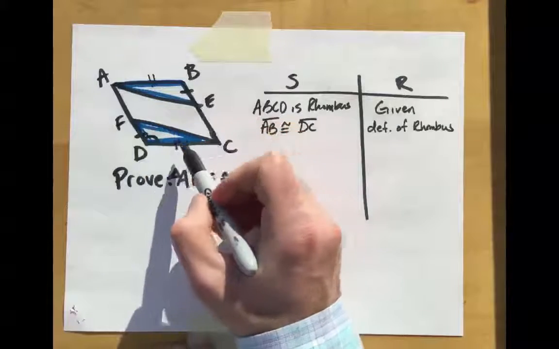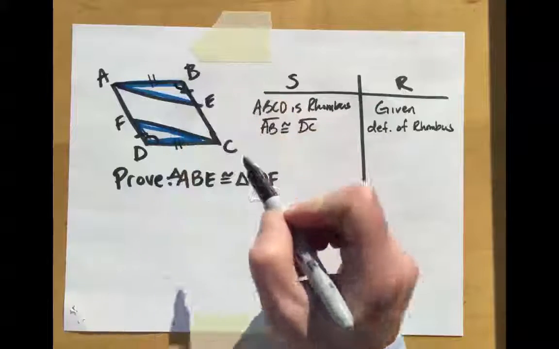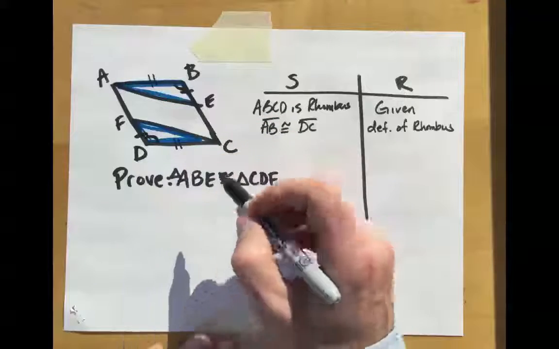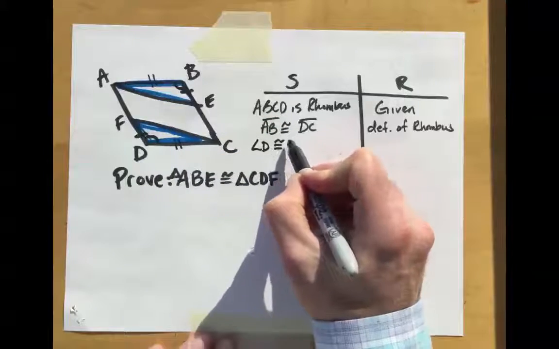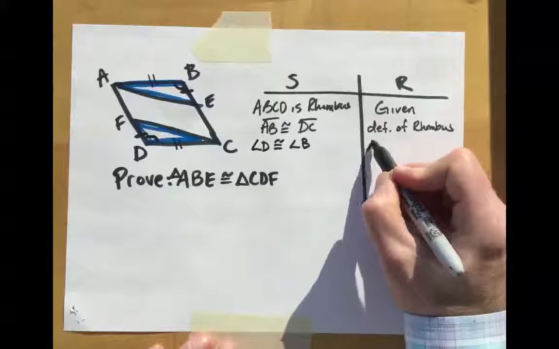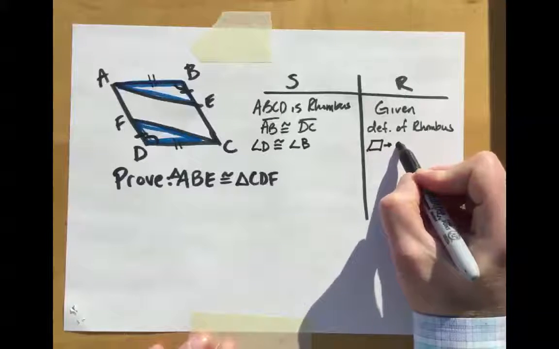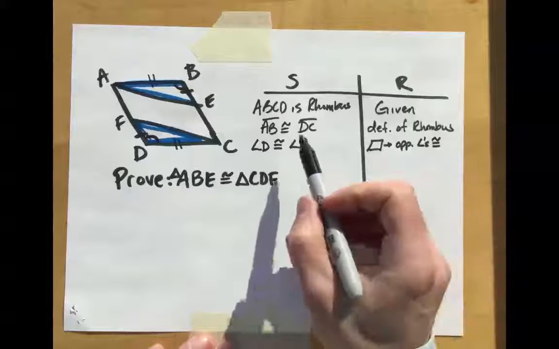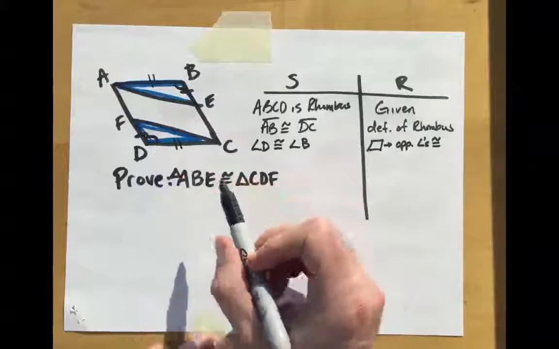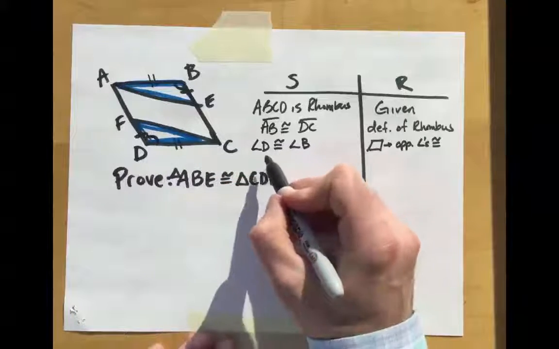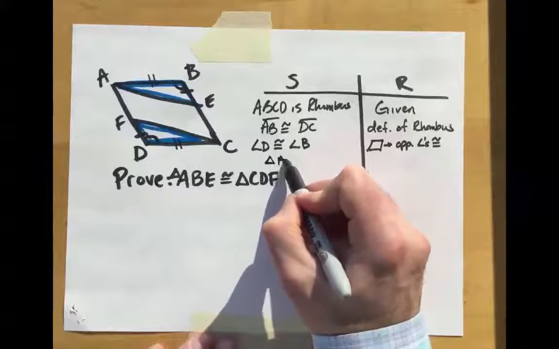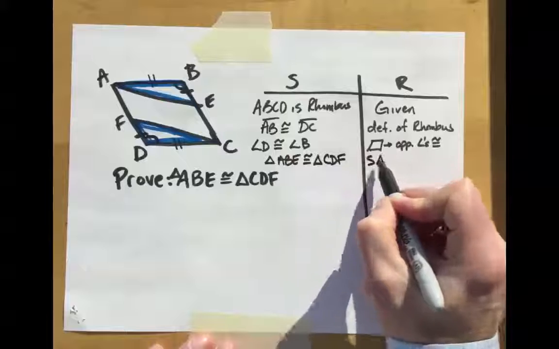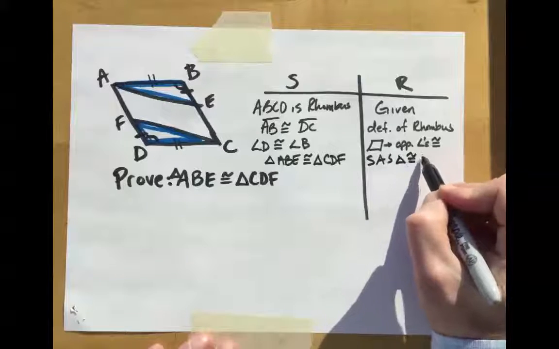Well, I also know that a rhombus is a parallelogram, and by definition, I know that the opposite angles of a parallelogram are congruent to each other. So I can say angle D is congruent to angle B, because the parallelogram implies opposite angles are congruent. Finally, I've got to fit this into a side angle side triangle congruency statement, so my next step will be to say that triangle ABE is congruent to triangle CDF by the side angle side triangle congruency theorem.